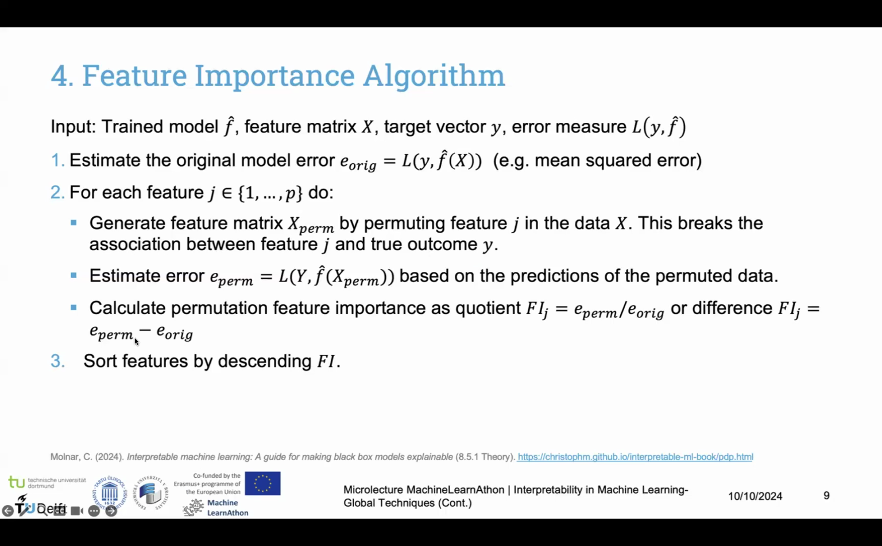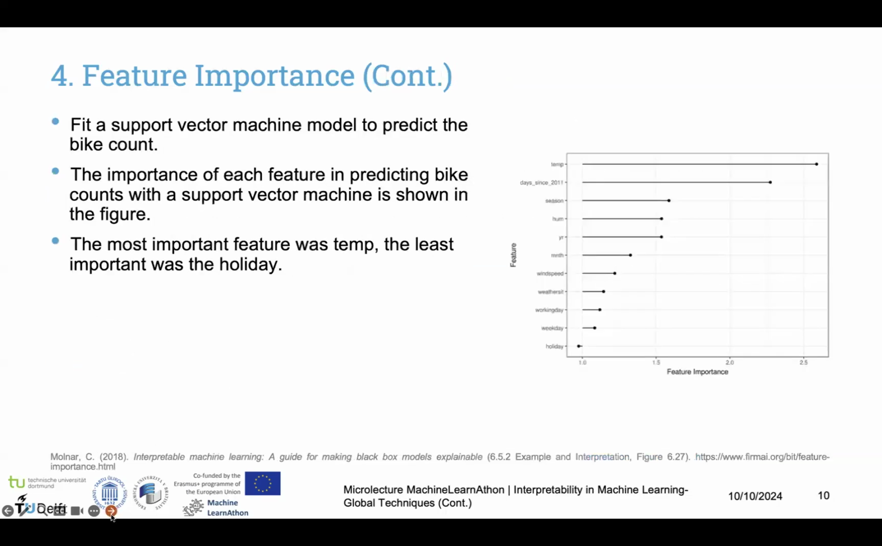So simply, the feature that has a larger permutation feature importance, meaning the feature that has the higher difference between E perm and E original, is more important than others that have a smaller difference. The last step is that we sort the features in descending order based on the FI here that we calculated in this step.